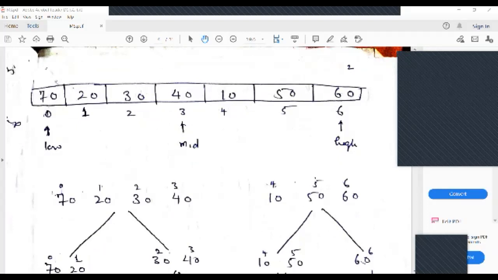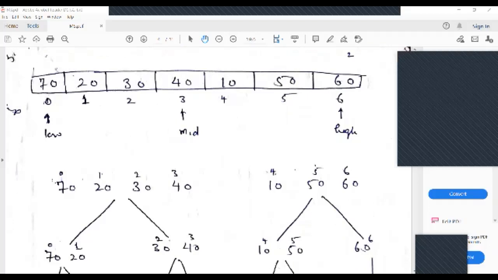ठीक है, तो अब देख लेते हैं एग्जांपल, because if you tackle the theoretical examination numerically, you will be provided with the numerical data and you have to sort that data using the merge sort. So how you will write that thing? The same way as I have depicted here. As I am explaining, this is the data given: 70, 20, 30, 40, 10, 50, 60, and you have to sort this data using the merge sort.